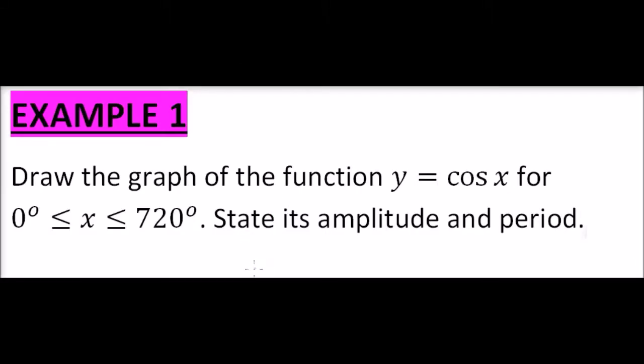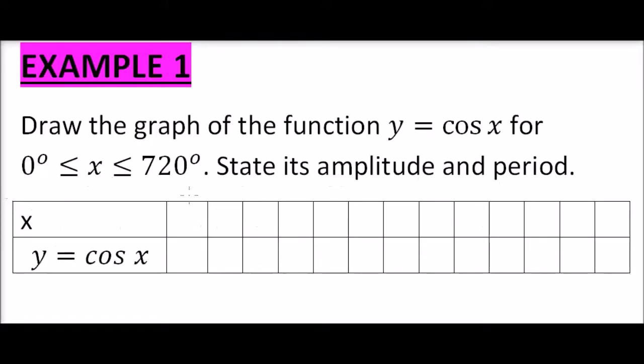So our example 1: we are told to draw the graph of the function y equals cos x for the range 0 to 720 degrees. State the amplitude and the period. The first thing is to prepare a table that is going to help us. It's not a must that you use a ruler. You can use your hand and just make a sketch of the table. But for my convenience, I will use this table.